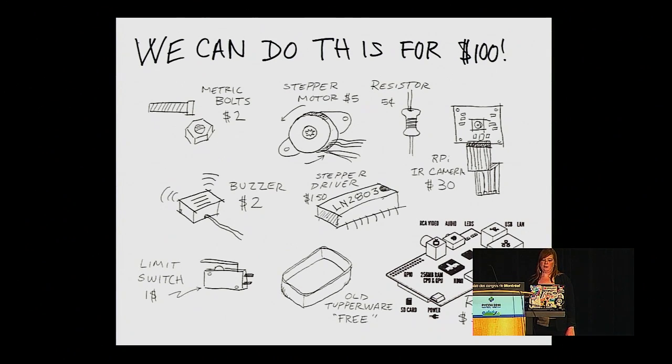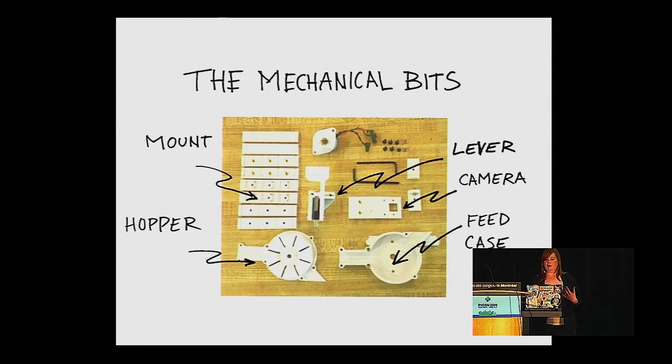It's a couple bucks at the hardware store. A $5 cheap stepper motor, a resistor, a buzzer, and a little chip called an ULN2803, which is like a stepper motor driver. All it does is take little signals that have not a lot of current and make them into big signals with lots of current and a switch.